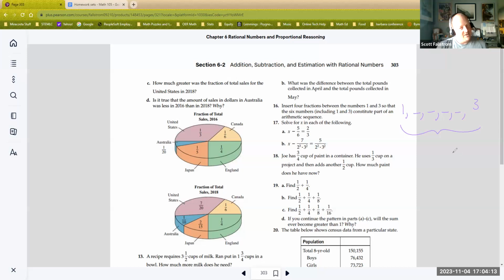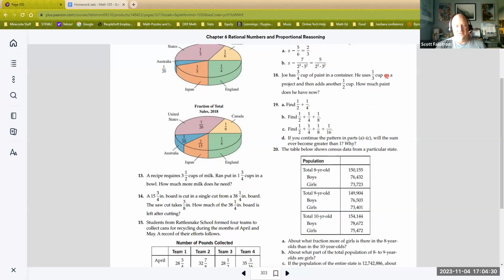Remember what we know about arithmetic sequences. They have to have a common difference. And so if you thought about how many common differences would I have to add to get up here, you might be able to see how to solve that problem. I'll let you give it a try.